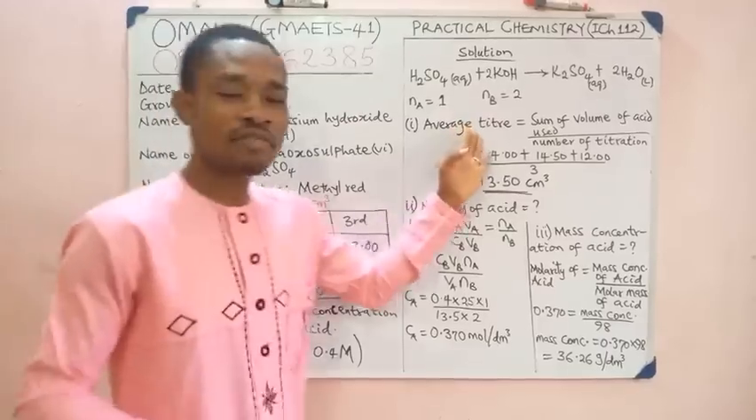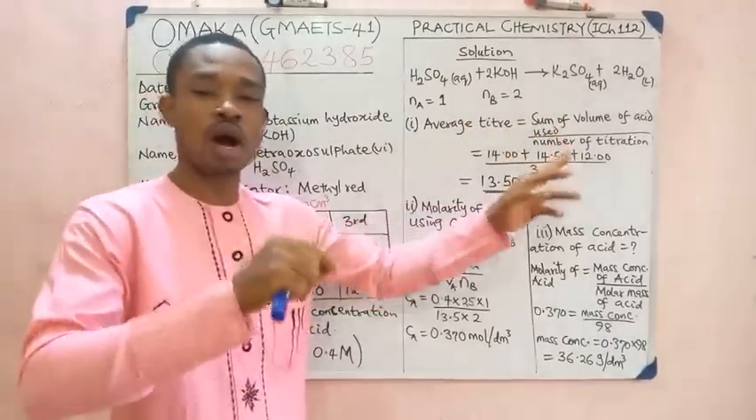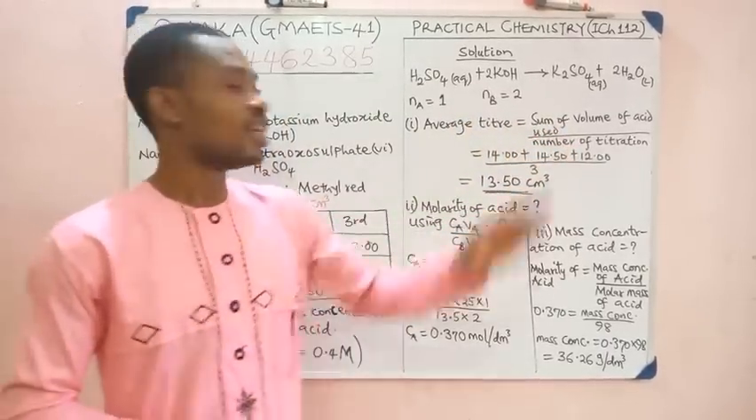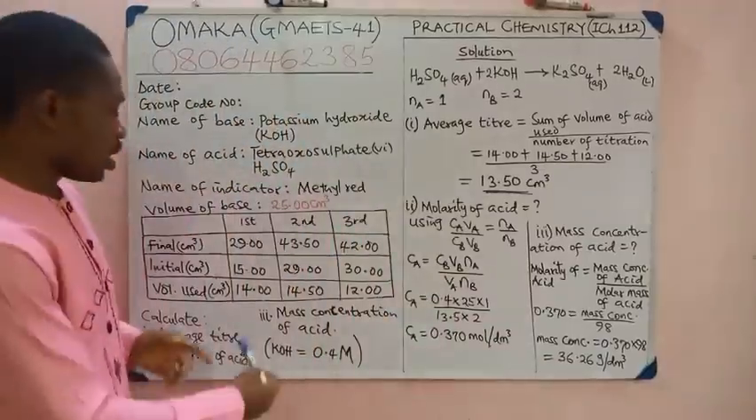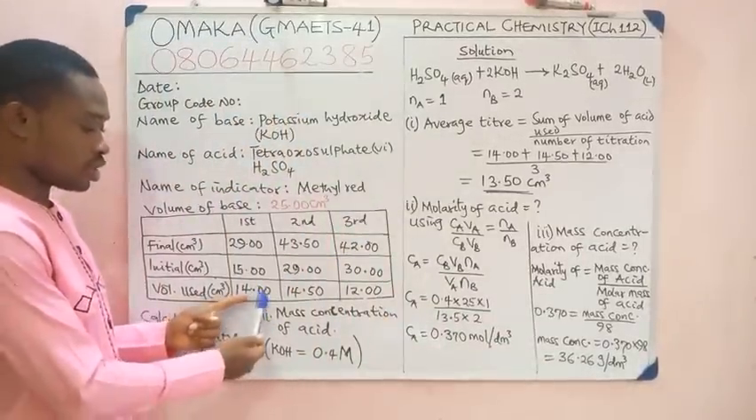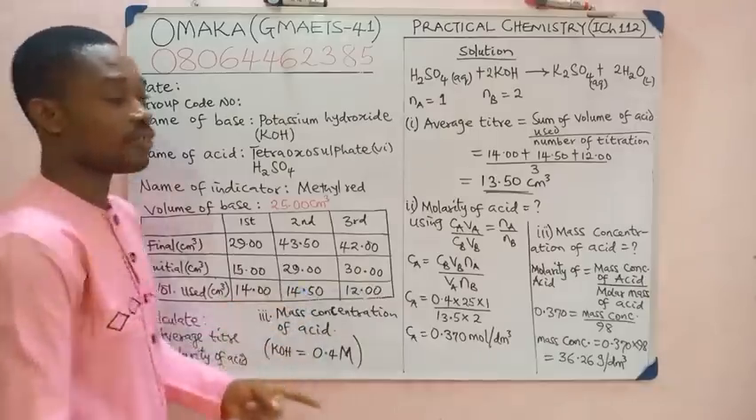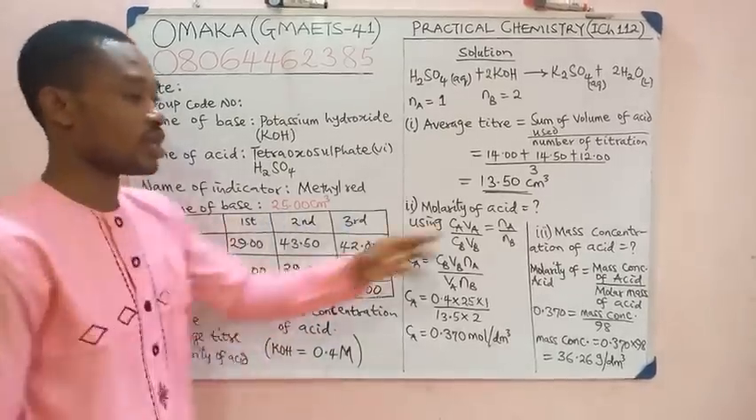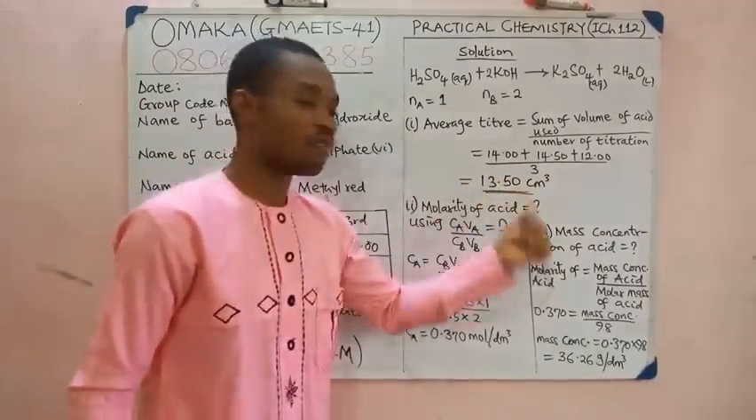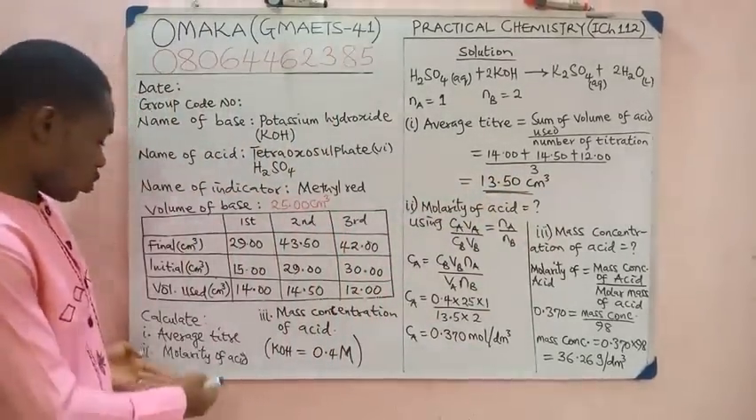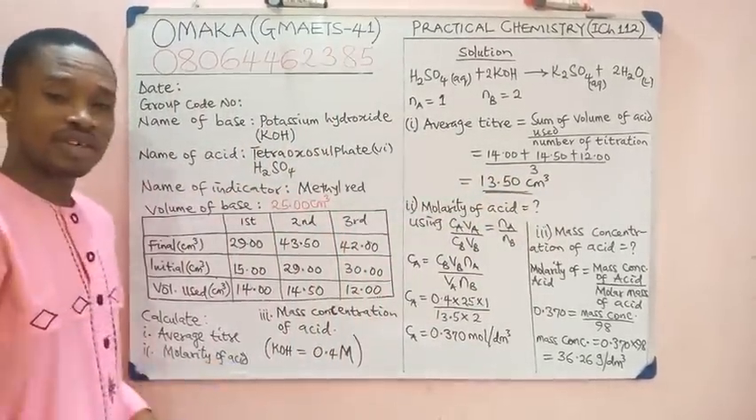Now, first we have to calculate the average titer. How do we proceed? Average titer is simply equal to the sum of the volumes of acid used divided by the number of titrations. So here you pick this plus this plus this, add them, and divide by the number of experiments, 3. If you do that, you get 13.5 cm3.